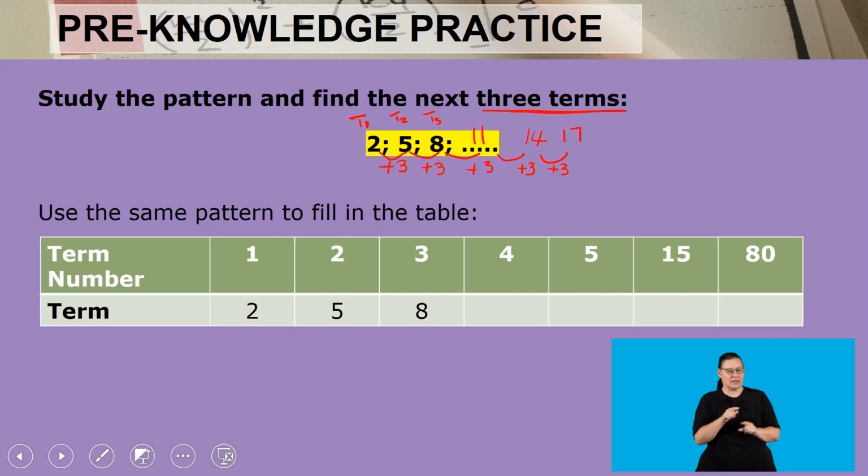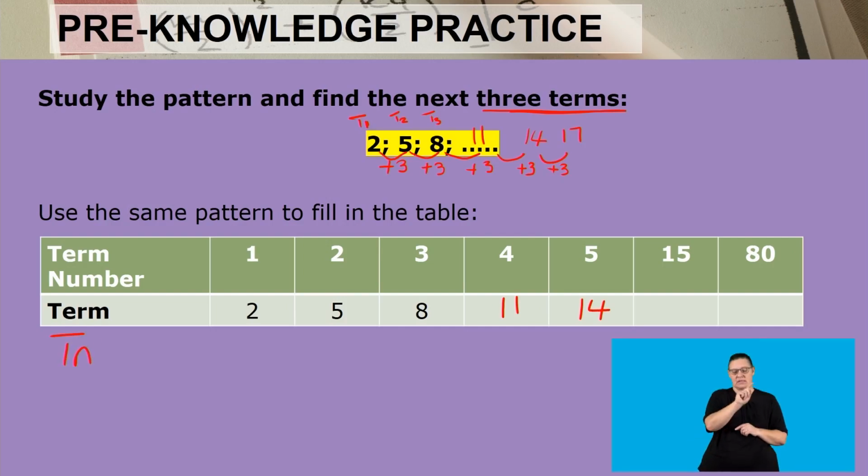Then we are going to use the same pattern to now fill in the table. So already we have found the fourth term, which is 11, and the fifth term, which is 14. Now here we are looking for the 15th term. Does this mean we are going to add 3s right up until we get to the 15th term? No. We are going to use our rule. So for us to find the 15th term, we need the algebraic rule. Let's quickly find that rule.